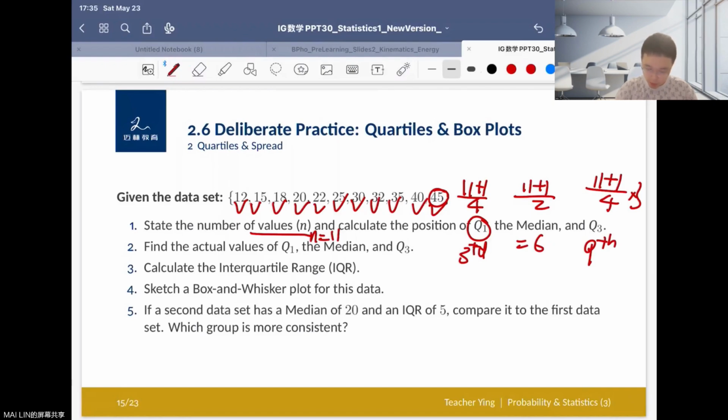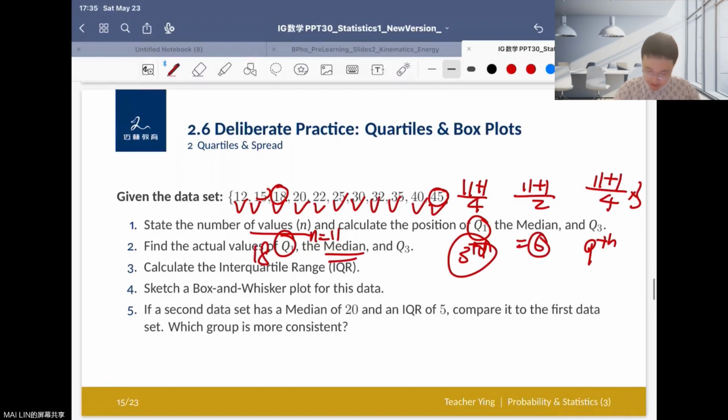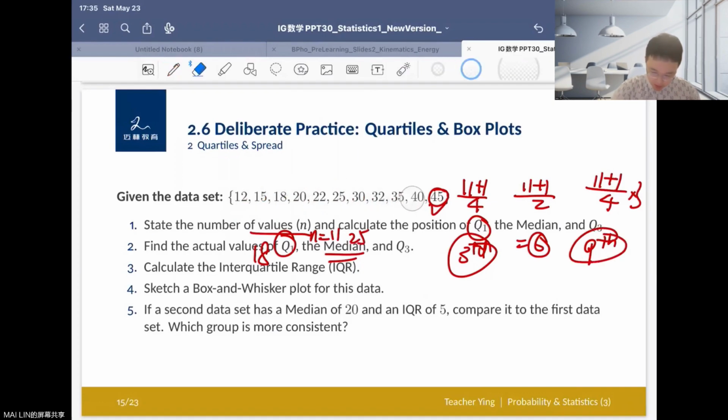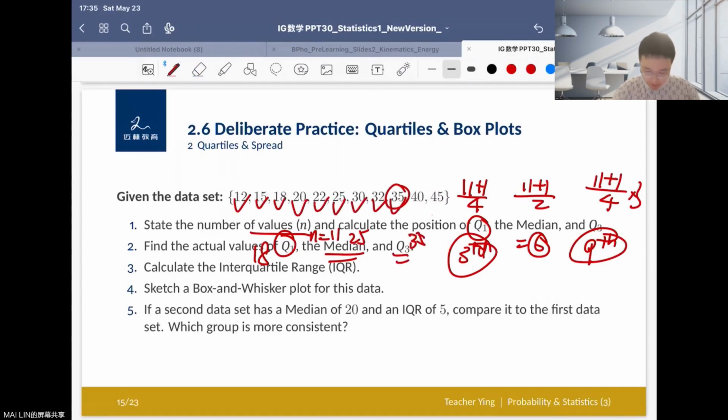Okay. So we can say the value of Q1 is the third data, that is 12, 15, and 18, right? So Q1 can be written as 18. And the median value here, because that is the sixth data, 1, 2, 3, 4, 5, 6, that is 25. And Q3 means the ninth data, right? So we can find Q3 at 9. 1, 2, 3, 4, 5, 6, 7, 8, 9. That is 35, right? So Q3 is 35.